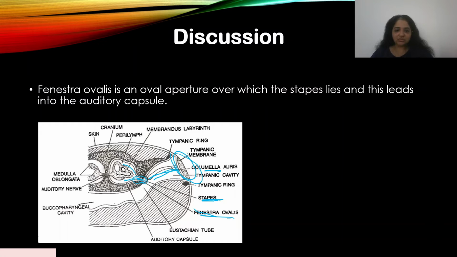Here this structure is the tympanic cavity, the middle ear, and this is the auditory capsule. So fenestra ovalis forms a barrier between the two. It leads into the auditory capsule. It's an oval aperture over which the stapes lies. Try to remember this anatomy if they ever ask you in the exam. All right, let's move on then.